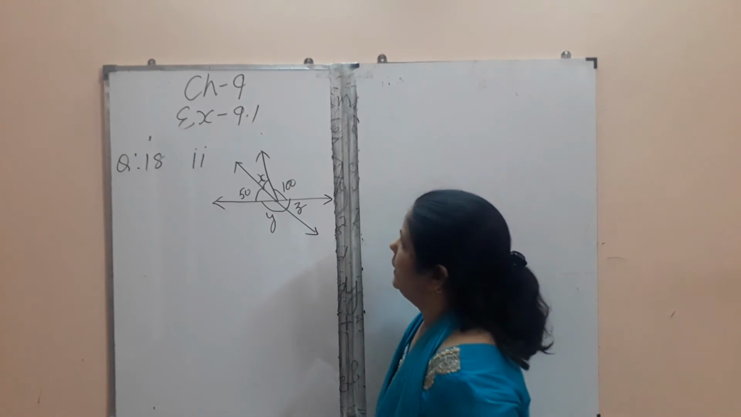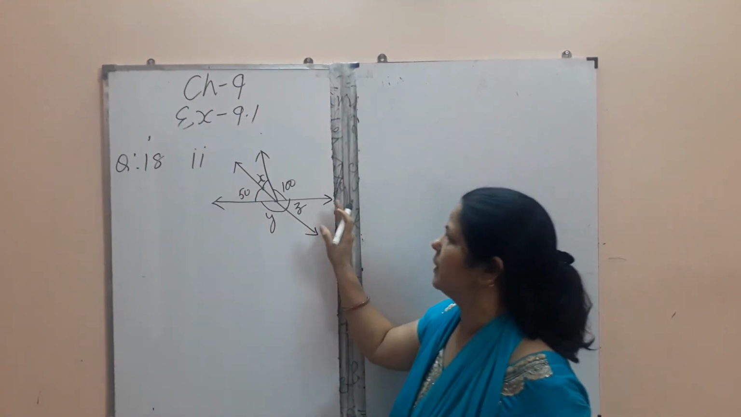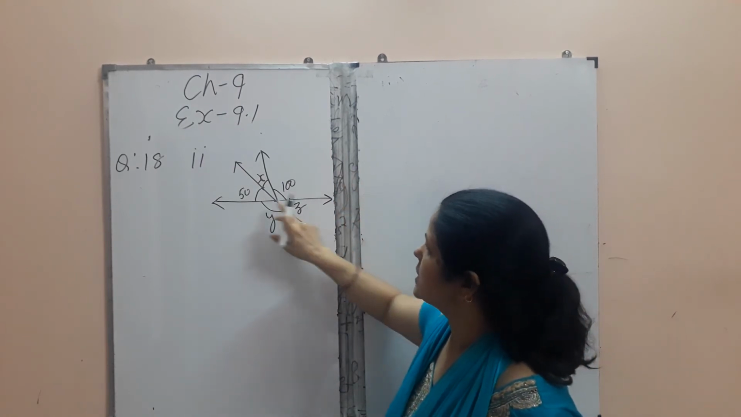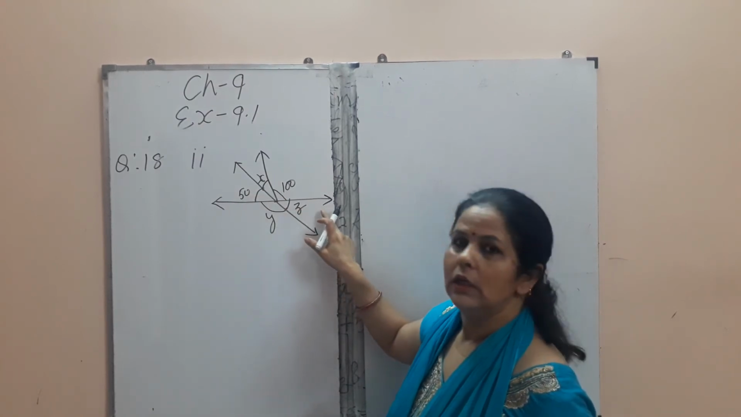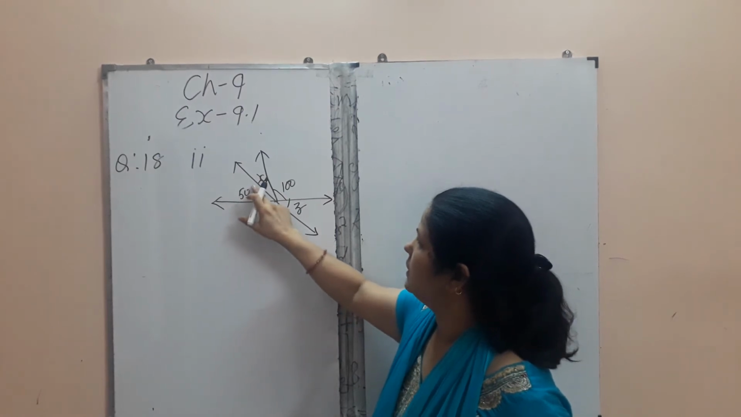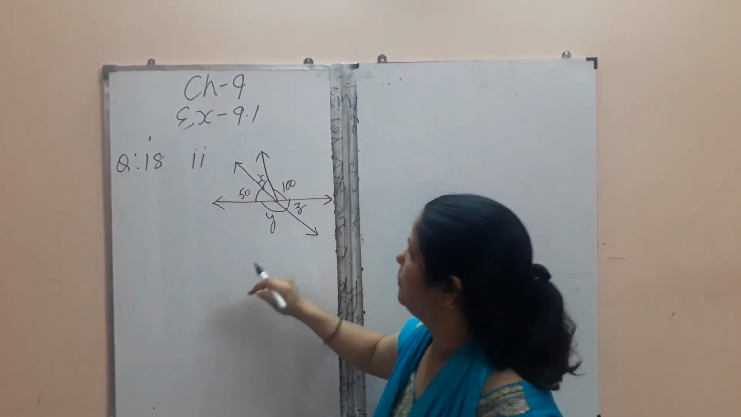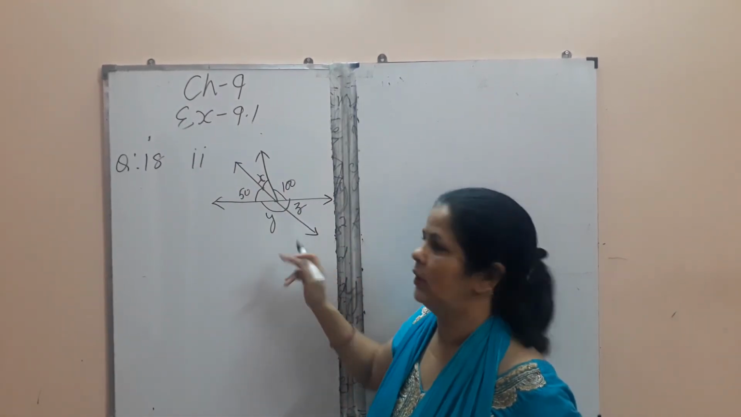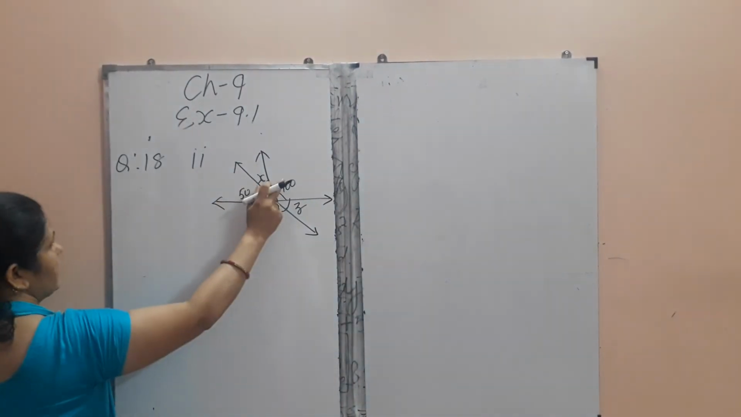So in this we will use all the concepts: vertically opposite angles, linear pairs, straight angle. It is clearly seen that angle 50 and z are forming vertically opposite angles, because this is a cross and these two angles are opposite angles made by this cross. It is not compulsory that first we have to find the angle x only. You can find x also very easily. So first we will find angle x.